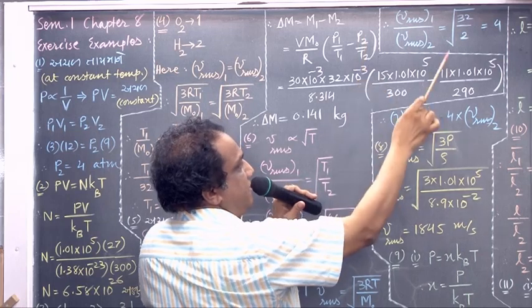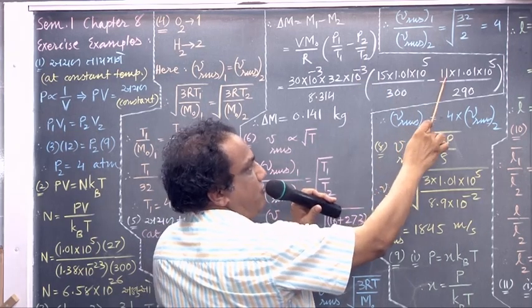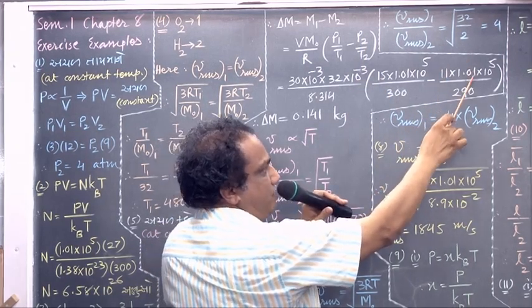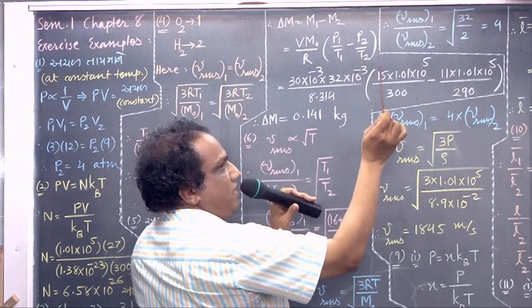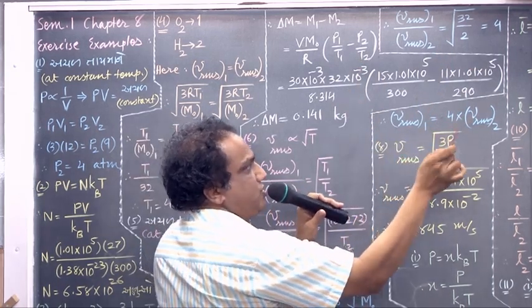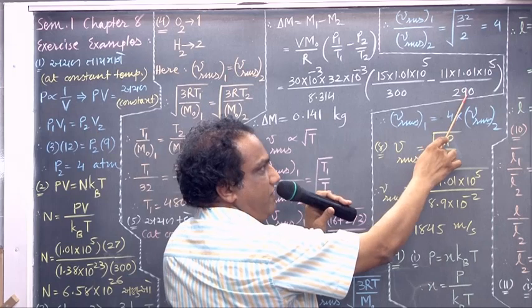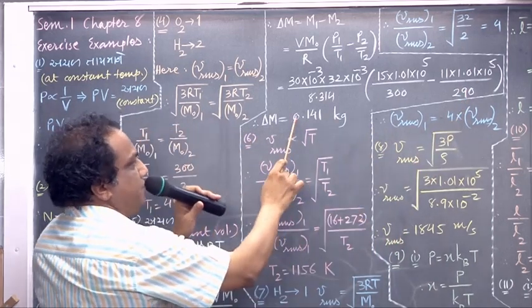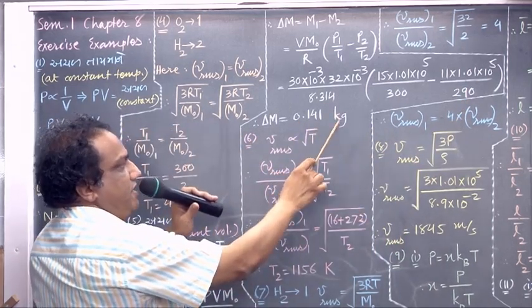Later, the final pressure is 11 atmosphere; convert atmosphere into Newton per meter square. The final temperature given is 17 degrees centigrade plus 273, so it is 290 Kelvin. Simplify, the answer is 0.141 kilograms.